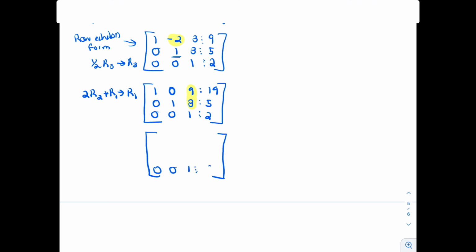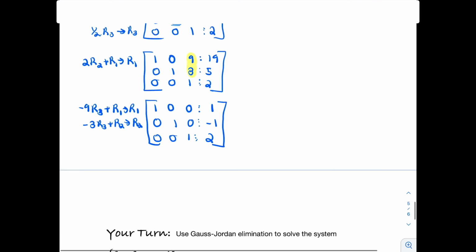Okay, now looking at my leading 1 in my third column, I need to get all zeros in that last entry. So I'm working with row 3. To get 9 to become 0, I need to take negative 9 times row 3 and add that to row 1 to get my new row 1. And then I'll take negative 3 times row 3 and add that to row 2 to get my new row 2, to get 0, 1, 0, negative 1. So now I have this in reduced row echelon form.